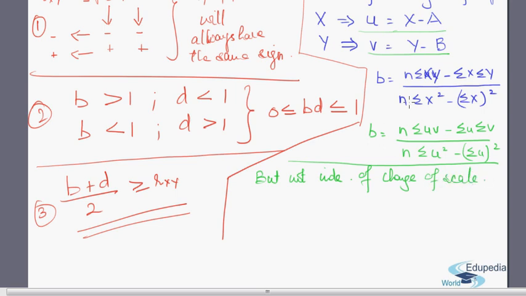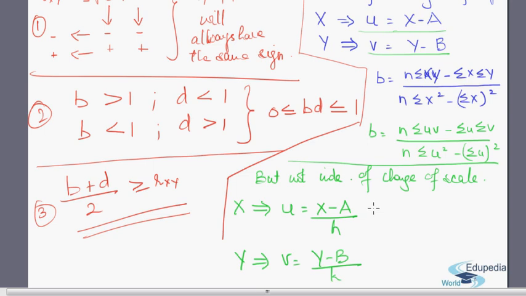In change of scale, what we do is divide the value by a certain number. So this time, if we take x and transform it into u by shifting the origin and also taking a scale by dividing it by a factor, say h. In the same way, if we have y and we do this transformation from y to v by y minus b divided by, say, another factor, say k.